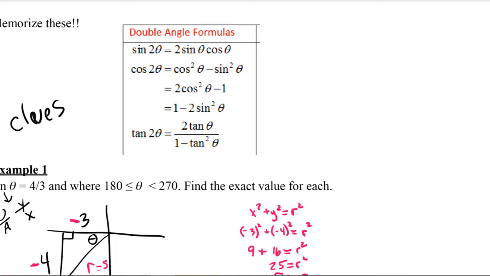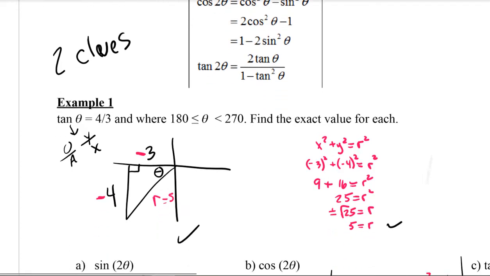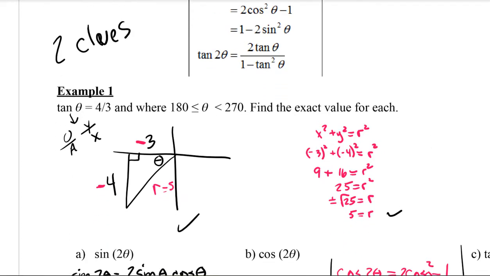In these types of problems for the double angles, you're going to have two clues. One is a given trig ratio, which could be sine, cosine, tangent, secant, cosecant, or cotangent. Then you're given another clue about what quadrant the triangle will be located in. Then we'll do a little drawing here and find the missing side, of course.